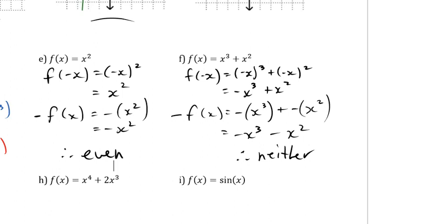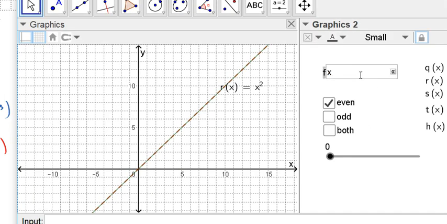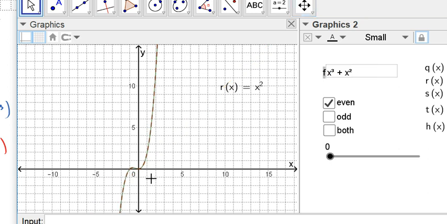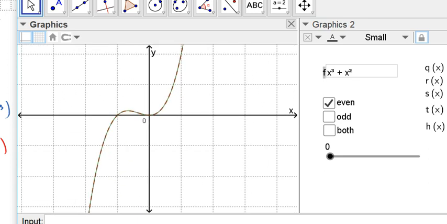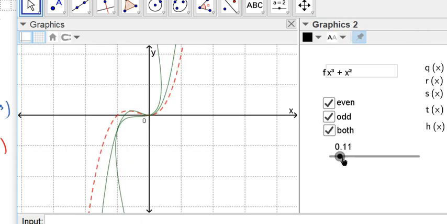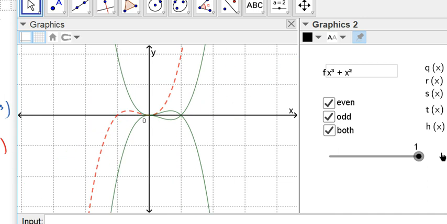Let's take a look. x cubed plus x squared. So take a look at that. See that? It's got a little bump there. I don't know how well you can see that. So let's check both. Neither of them, when I rotate one way and rotate the other way, maps back onto that original red function. So it's neither, visually matches the algebra. So that's even and odd.